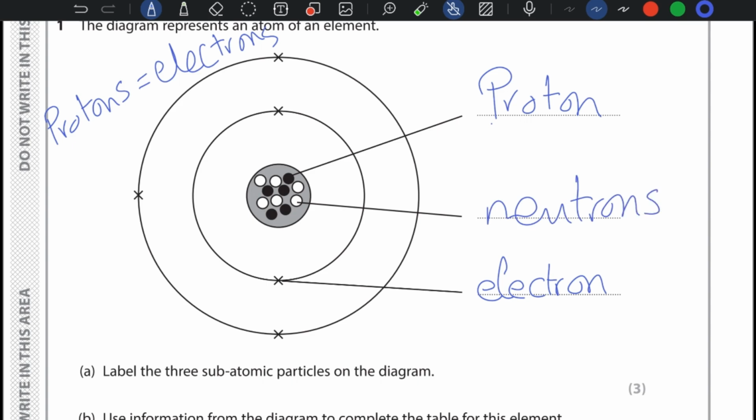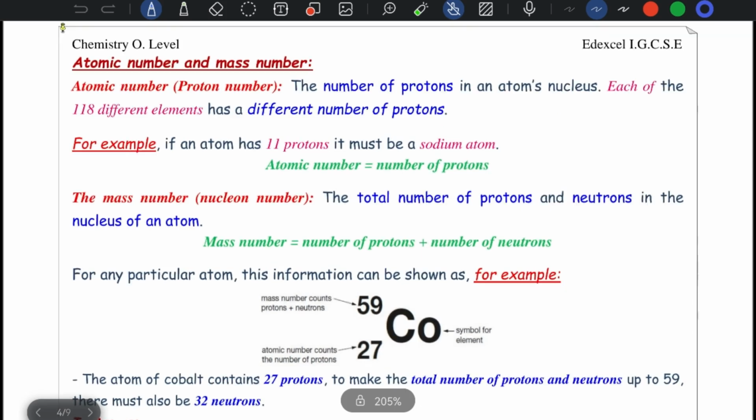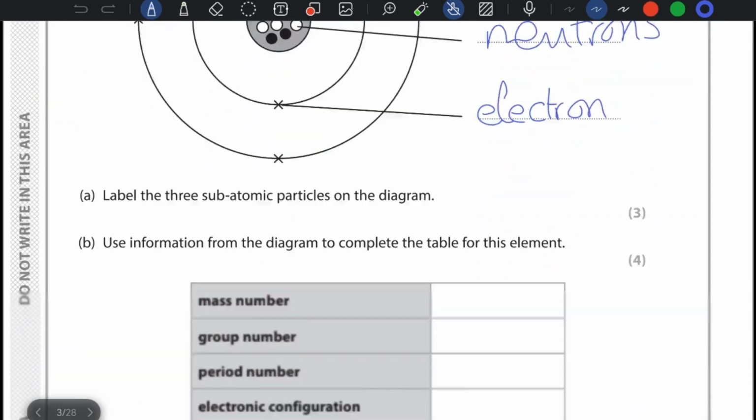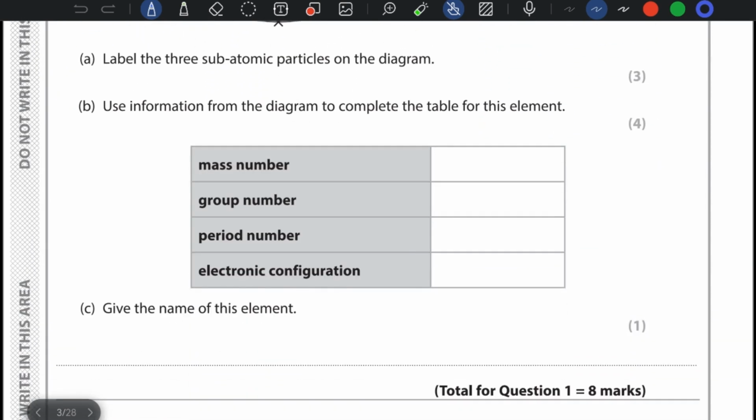Let's see what this part is related to. In atomic structure, the number of protons is related to the atomic number, and the mass number is equal to the nucleon number, which is the total number of protons and neutrons. So back to the exam. Use the information in the diagram to complete the table for this element.